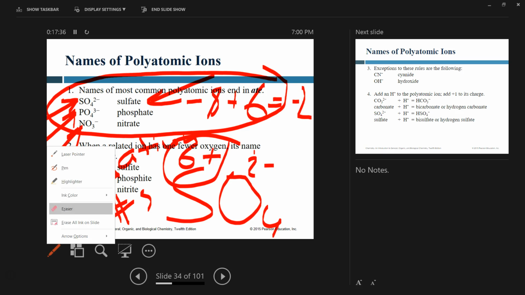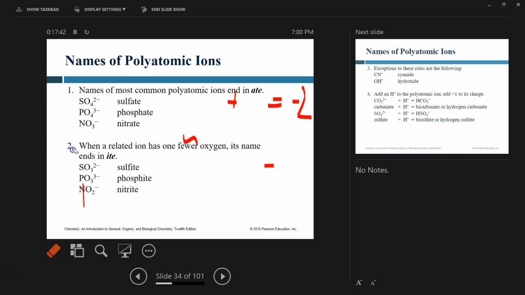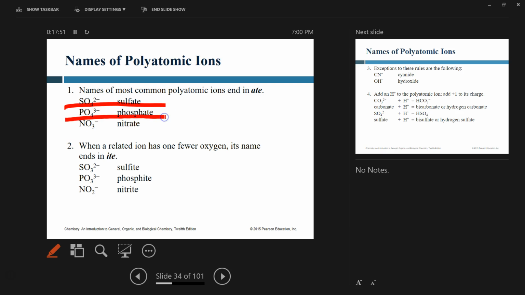So let's take a look at some of the anions that are presented in this slide. So we figured out the sulfate. Let's take a look at phosphate.